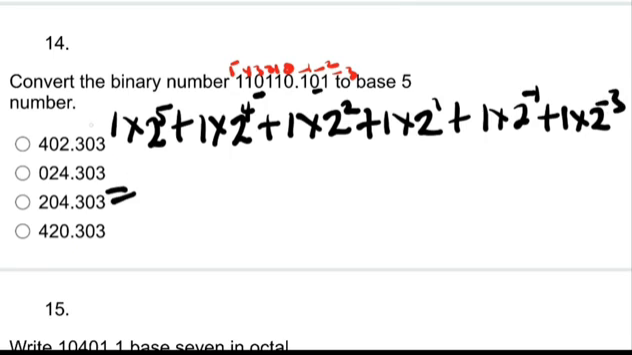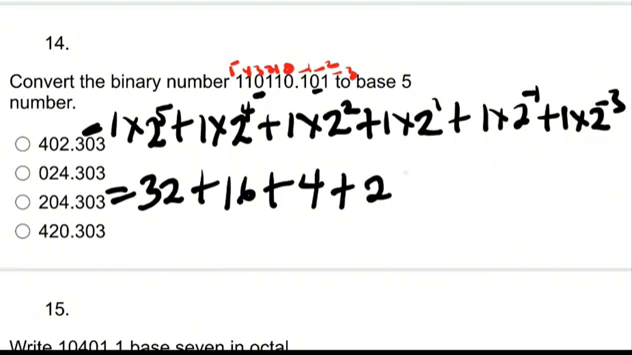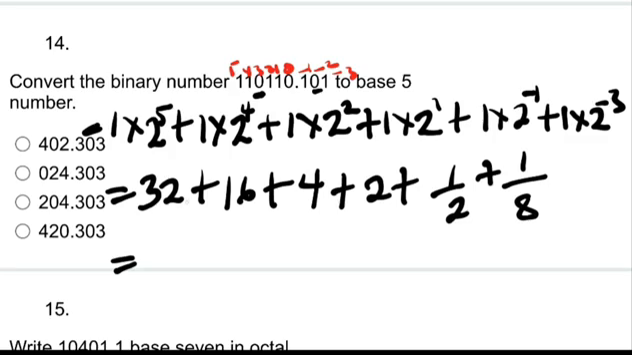So in this case, 2 raised to the power 5 will give us 32, plus 2 raised to the power 4, which gives 16, plus 2 raised to the power 3, which is 4, plus 2, plus 2 raised to the power minus 1 is 1 over 2, plus 2 raised to the power minus 3 is 1 all over 8. Because 2 raised to the power 3 gives 8, then minus gives us 1 all over. So we're going to have 32 plus 16 plus 4, this is 52, 54.